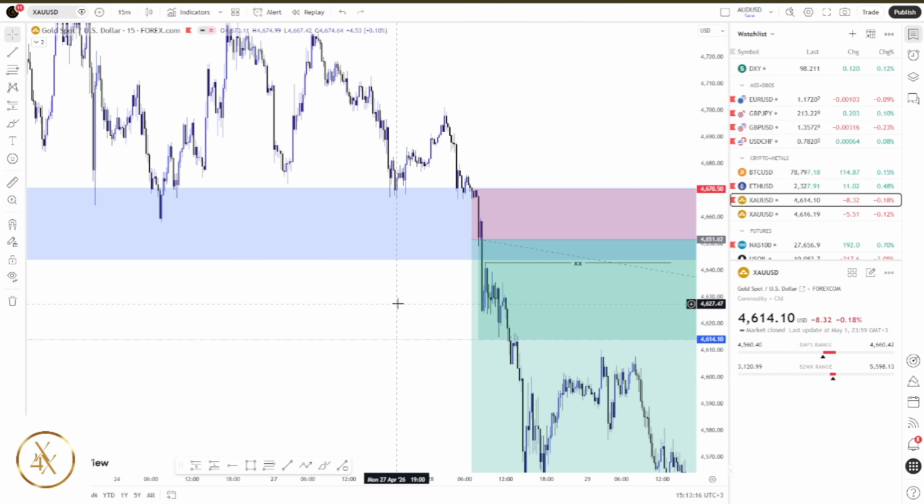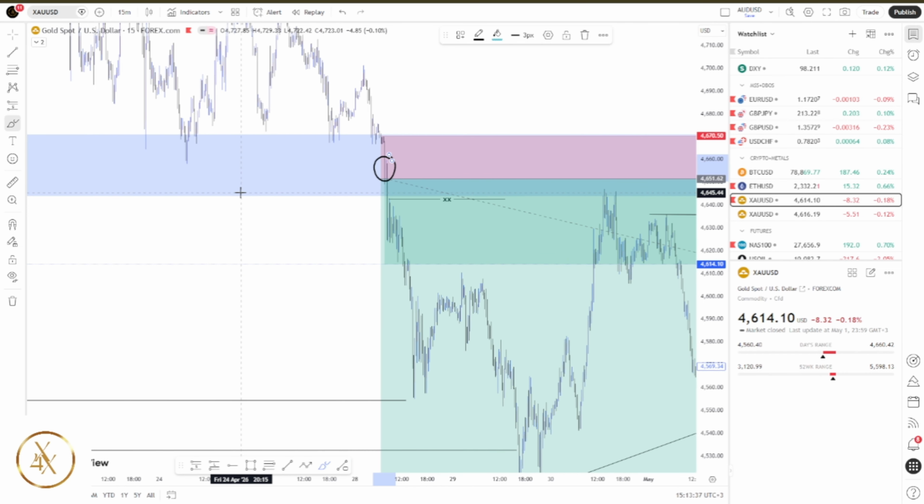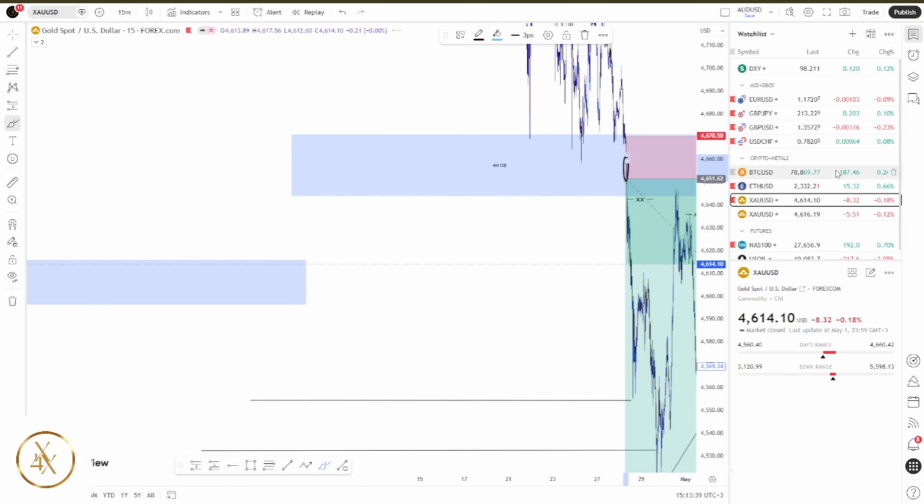So what do we expect? We expect the market to come back to the immediate point of entry. And that immediate point of entry was this 15 minute order block here. You break down the market to see this, to catch this. So this is a continuation.